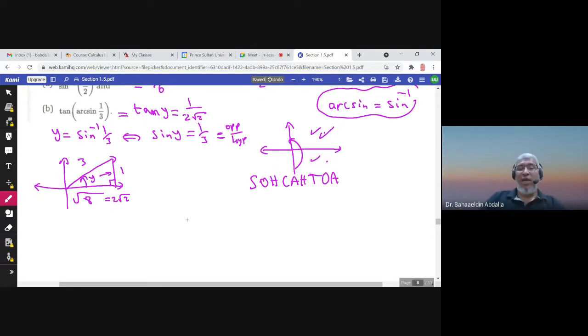If you put it in the calculator, it will give you this answer. We will multiply by square root of 2 over square root of 2, and we will have square root of 2 on top, and here 2 times 2, 4. So it would be square root of 2 over 4.